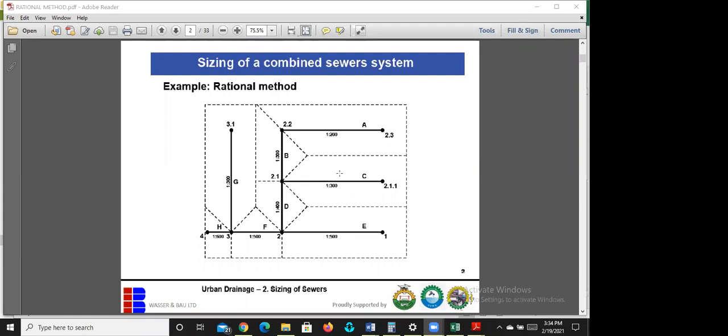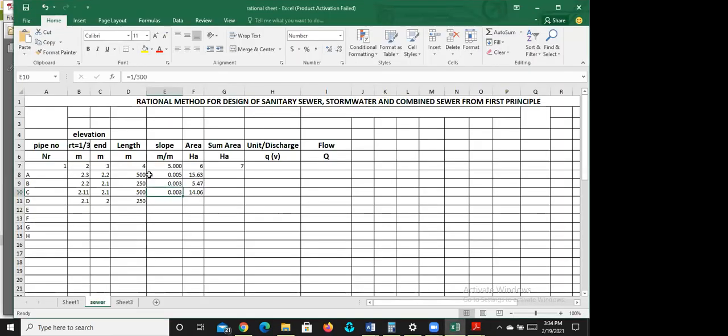So now, this is what we're doing. We're on catchment D now. So this is catchment D. Look at it, you can see that it's very small. So the slope for catchment D is 1 over 400, and the area is 3.91 hectares. E. E is 500 meters in length, and the slope is 1/500.